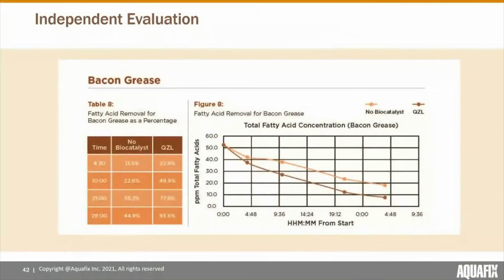So this next study was on bacon grease. Bacon grease tends to be a little harder to degrade than vegetable oil, but we were seeing improvements here as well, which got to be as big as like 40% improvement in terms of total fatty acid removal comparing Quiczyme L to a no biocatalyst sample. So we're seeing pretty good results here. This will hold true in colder temperatures fairly well also. So whether it's cold or warm temperatures, this product should still work well.